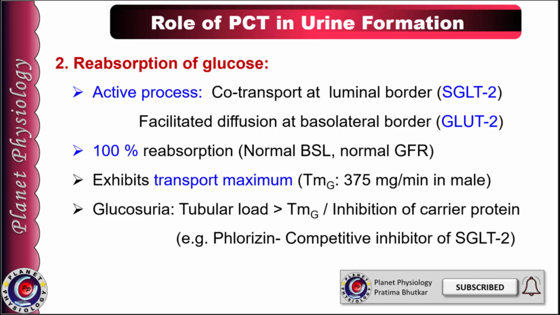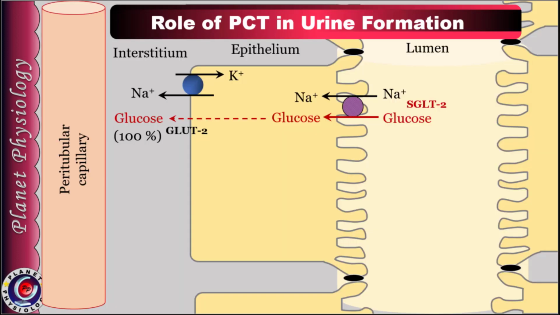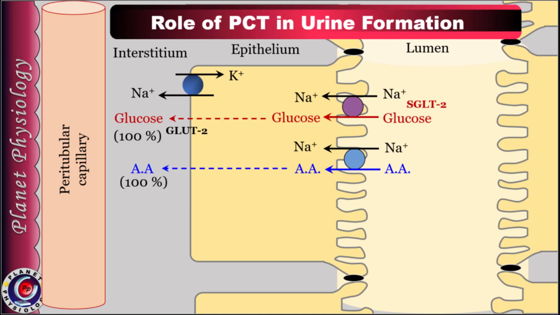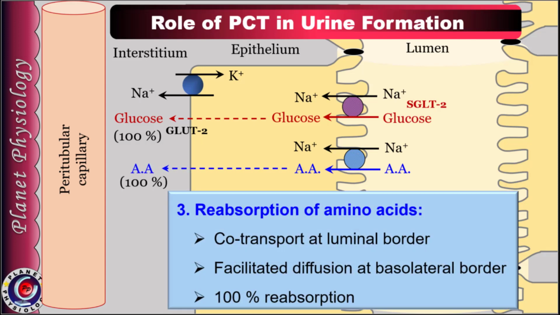When filtered load of glucose exceeds transport maximum or if the carrier proteins are inhibited, glucose appears in urine. We shall study details of TMG in a separate video. Similar to glucose, PCT reabsorbs 100% of filtered amino acids. They are also co-transported with sodium from luminal border and by diffusion from basolateral border.